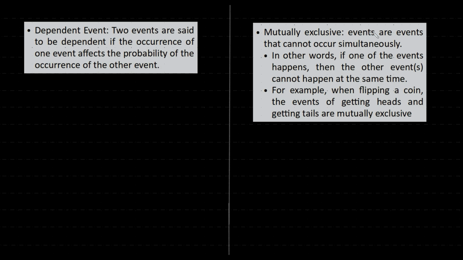Mutually exclusive events are events that cannot occur simultaneously. So it should have been over here. So basically one thing happening will see to it that the other thing will not happen. In other words, if one of the events happens, then the other event cannot happen at the same time. So I have an example over here. When flipping a coin, the event of getting a head and getting a tail are mutually exclusive. If you're getting a head, obviously we are not getting a tail. That is mutually exclusive, right?